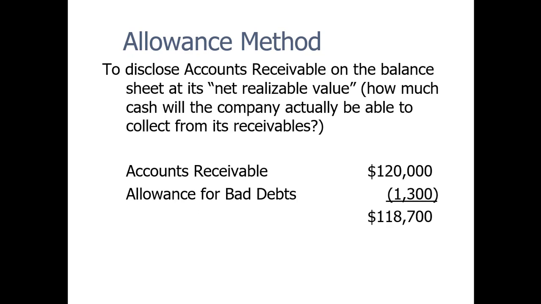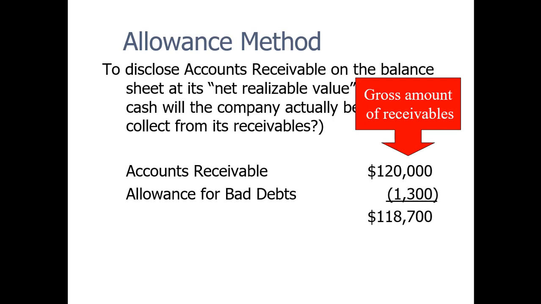If you look at the allowance method and how we disclose accounts receivable right here, you can see that accounts receivable is reported on my balance sheet now at what we call its net realizable value, or how much we actually expect to get. So if I look at the way it's reported, again, I showed you this last class, it's accounts receivable, as you can see right here, of 120, less the allowance for bad debts of 1,300, resulting in this net amount of 118,700. These are just made up numbers just to illustrate the way that it's reported.